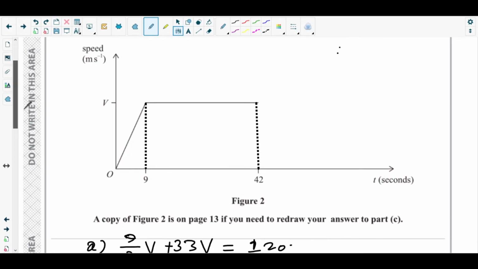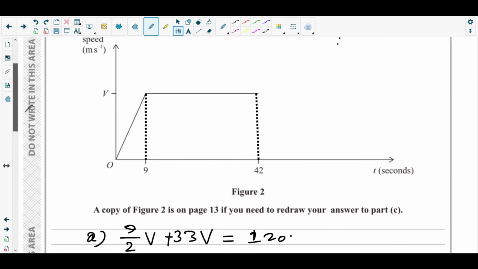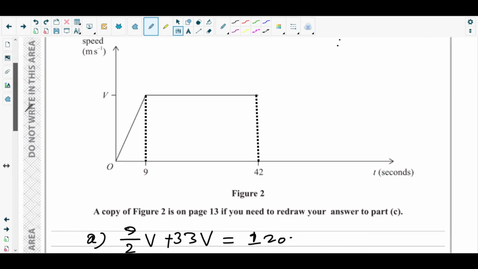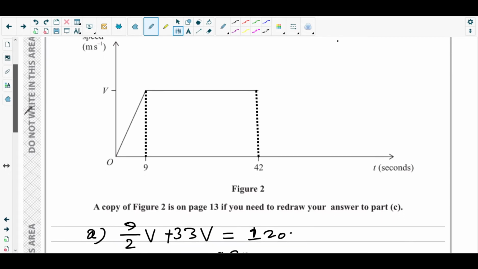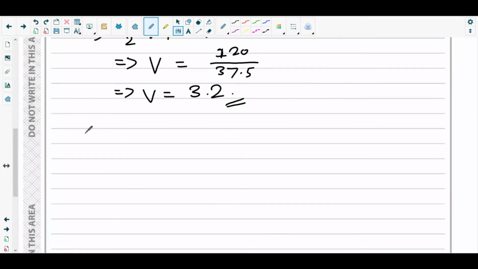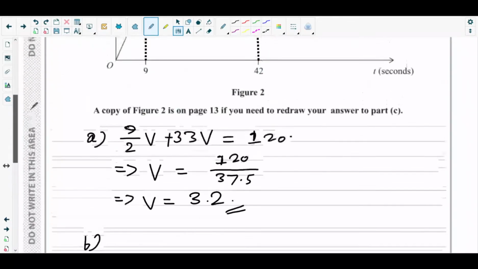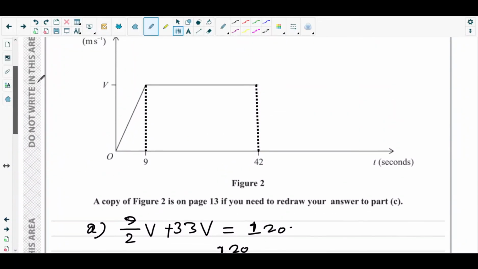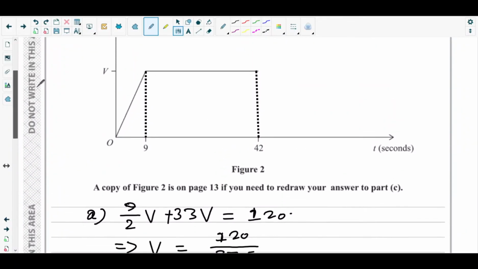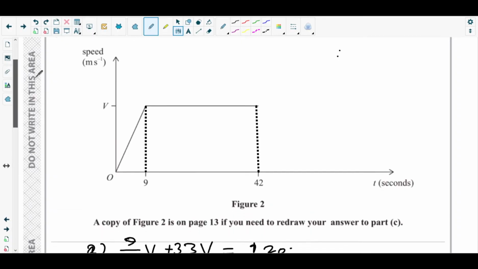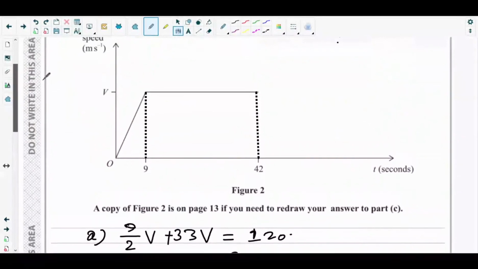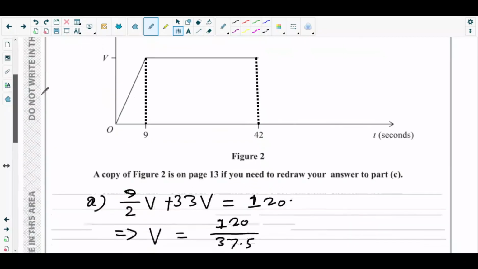This is basically the gradient of the speed time graph, because acceleration is the rate of change of speed or rate of change of velocity, right? So we will find the gradient of the speed time graph to get the acceleration.